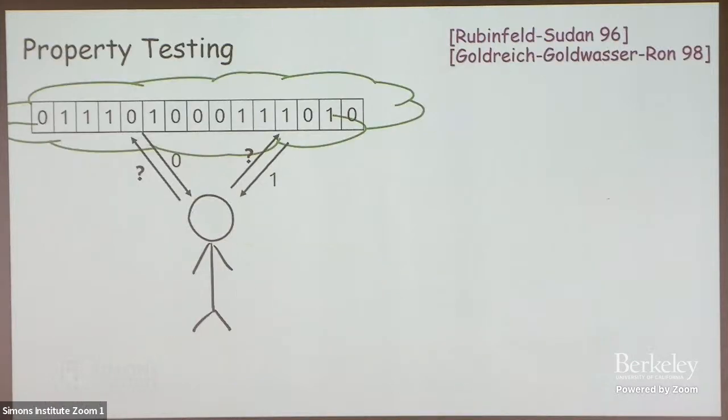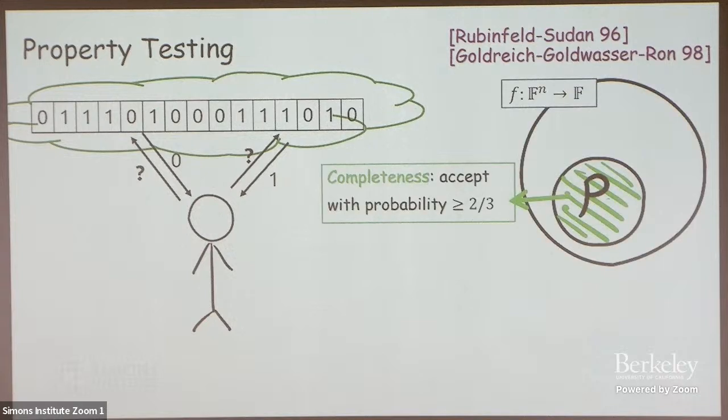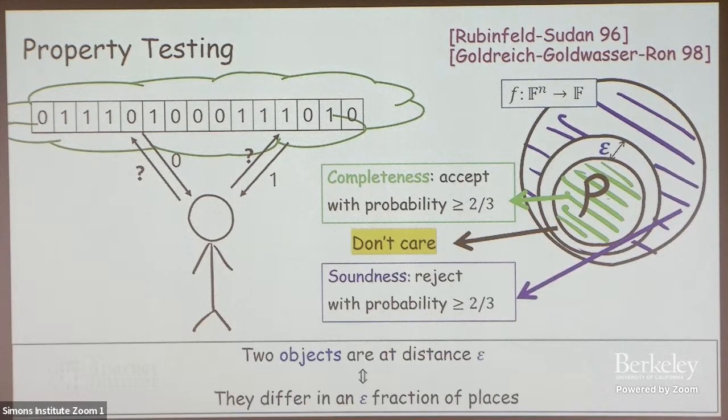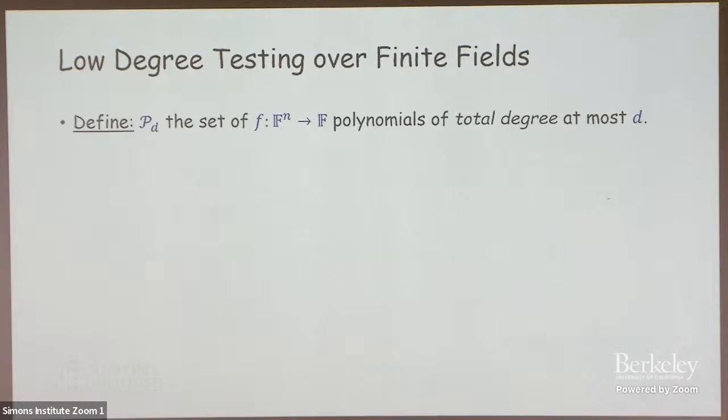So I wanted to describe the model, but I guess that Dana did the work. So here's our algorithm. We think about functions over finite fields. So let's talk about low degree testing. What is the property of being low degree? Let's denote it P sub D and think about functions over finite fields for now.